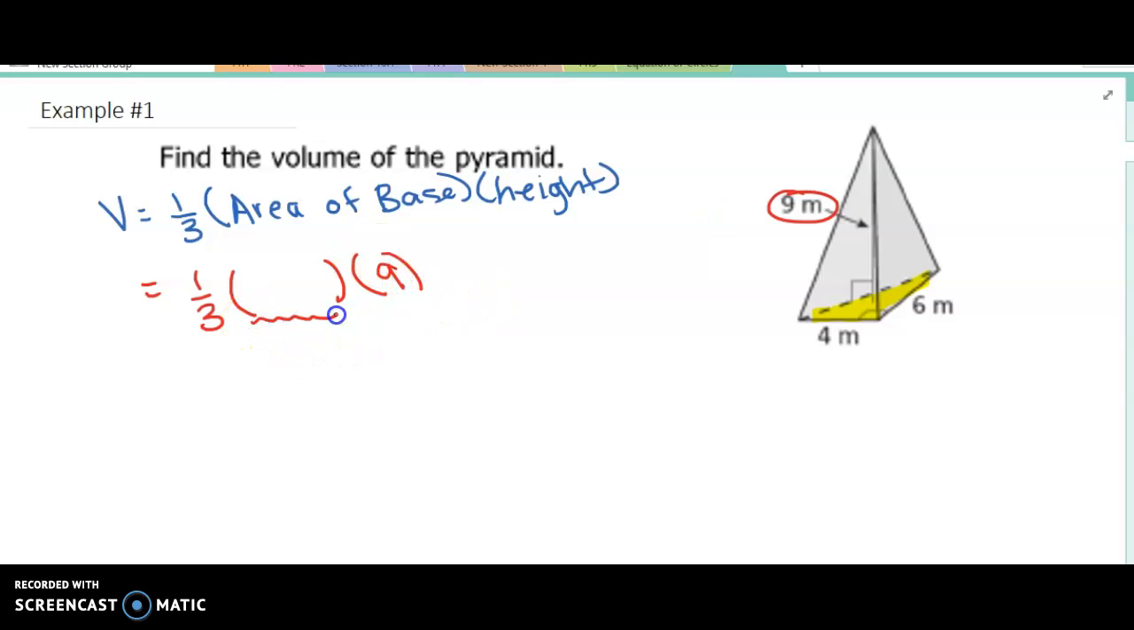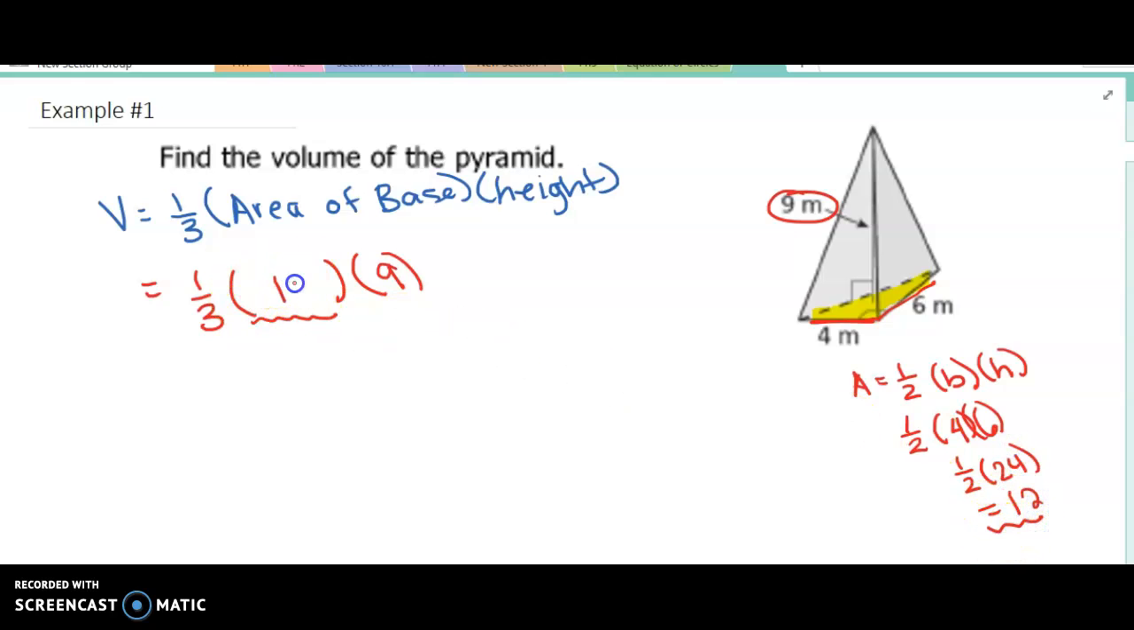Okay, now I'm just going to find the area of this base. So the area of the base is going to be 1/2 times base times height of this highlighted triangle. Okay, so the base is 4, height is 6, so 1/2 times 4 times 6, which is 1/2 times 24, which gives me 12. So the area of the base is 12, so I'm going to plug 12 right in here. If you plug this into your calculator, you should get 36 meters cubed.